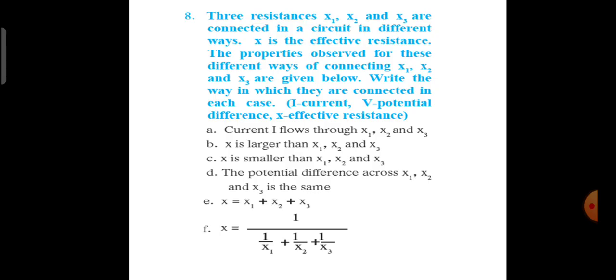Question number 8. Three resistances X1, X2 and X3 are connected in a circuit in different ways. X is the effective resistance. The properties observed for these different ways of connecting X1, X2 and X3 are given below. Write the way in which they are connected in each case. The current I flows through X1, X2 and X3. X is larger than X1, X2 and X3. X is smaller than X1, X2 and X3. The potential difference across X1, X2 and X3 is the same.